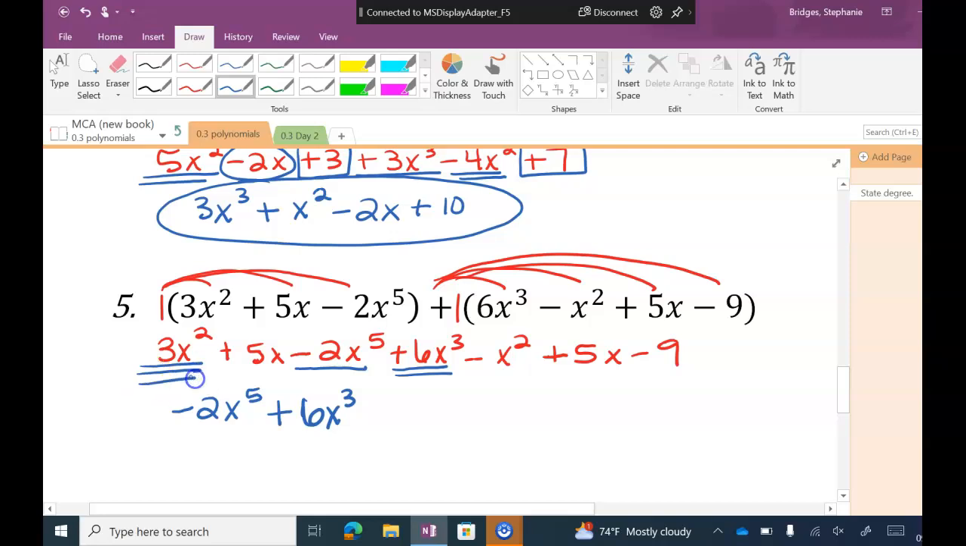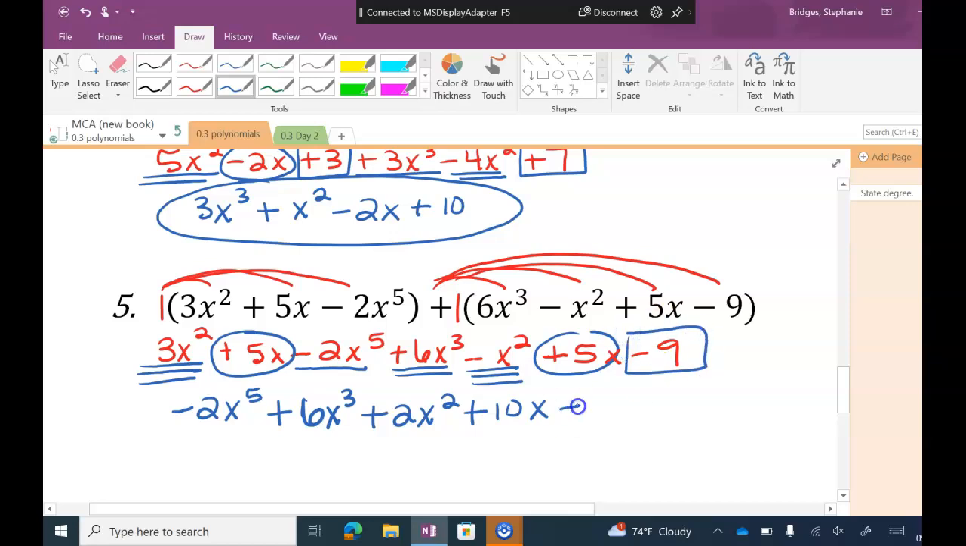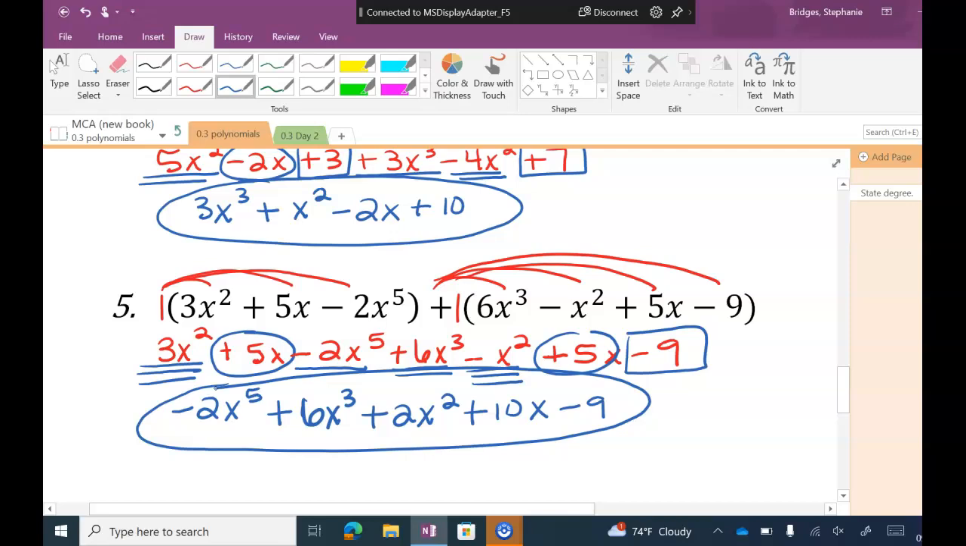And then I have a positive 3x squared, and I have a negative 1x squared, which is going to give me a positive 2x squared. I have a positive 5x and a positive 5x, which is going to give me a positive 10x. And then lastly is that constant term that I don't have anything else to combine with it. And so my answer would be that long polynomial, negative 2x to the 5th plus 6x to the 3rd minus 2x squared plus 10x minus 9.